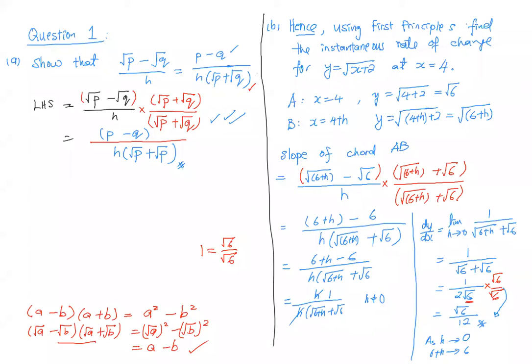Root 6 times root 6, isn't it 6? Square root of 6 times square root of 6, isn't it square root of 6 squared? Isn't it 6? So 6 times 2, isn't it 12? Yes, 12 then. So I convert 1 over 2 root 6 to become root 6 over 12.